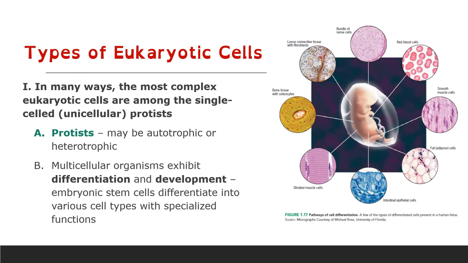So next, let's talk about the different types of eukaryotic cells. In many ways, the most complex eukaryotic cells are among the single-celled unicellular protists. So what are these protists? The protists can be classified as autotrophic or heterotrophic. When you say autotrophic, these are protists that can produce their own food using light, water, carbon dioxide, and other chemicals, while heterotrophic protists are organisms that eat other plants or animals as their source of energy and nutrients.